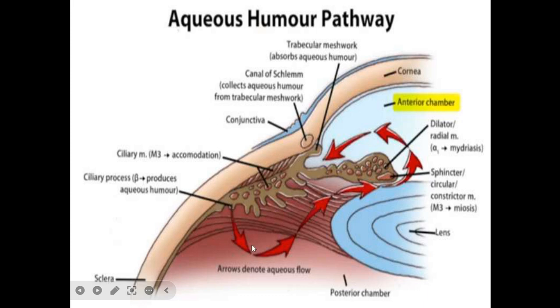So the red colored arrow marks indicate the flow of aqueous humor. So this is the aqueous humor pathway. From the ciliary processes, aqueous humor is produced. From there it enters the anterior and posterior chamber and then it enters into the trabecular meshwork, which absorbs the aqueous humor, and then the aqueous humor is collected by the canal of Schlemm and then it is let out by the outlet channel.